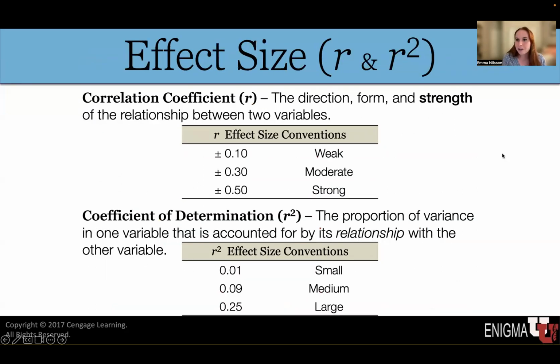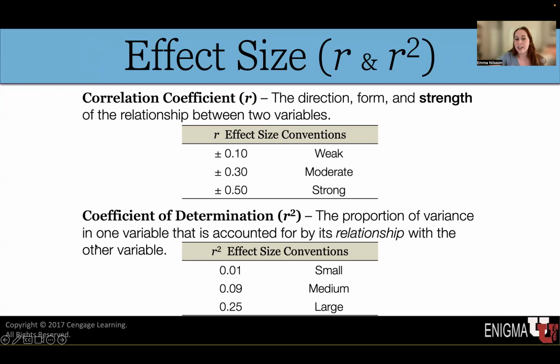Okay, just like with every other form of hypothesis testing we've talked about, it is also important to report effect size when you're using correlation. And the good news about effect size is that it's built into our correlation coefficient. As we talked about before, our correlation coefficient of R tells us the direction, form, and strength of the relationship between two variables. So we actually just use R by itself, and that's enough to tell us about the nature of the relationship and the strength of the relationship. Here are the R effect size conventions. A correlation of positive or negative 0.1 is weak, positive or negative 0.3 is considered moderate, and positive or negative 0.5 is considered a strong correlation.